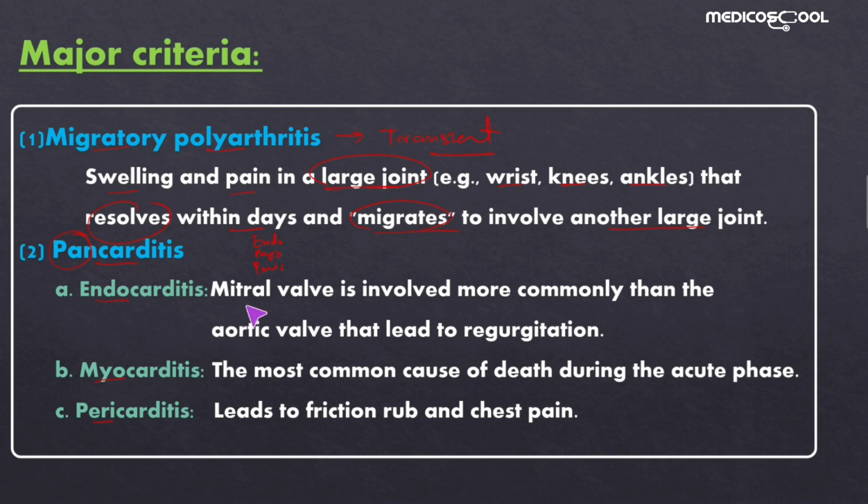Endocarditis is in the form of vegetations, and it involves mainly the mitral valve, then the aortic valve. There are small vegetations along the lines of closure of the mitral valve, and this can lead to regurgitation. Myocarditis is the most common cause of death during the acute phase. Pericarditis leads to a friction rub and chest pain. So these are some features of the pericarditis.